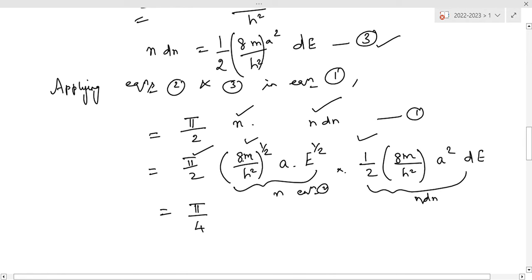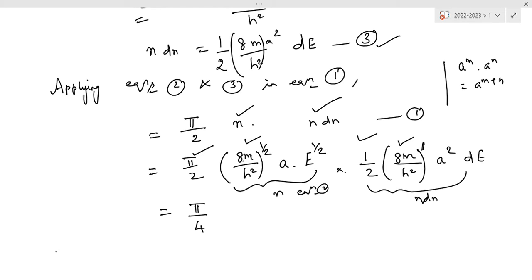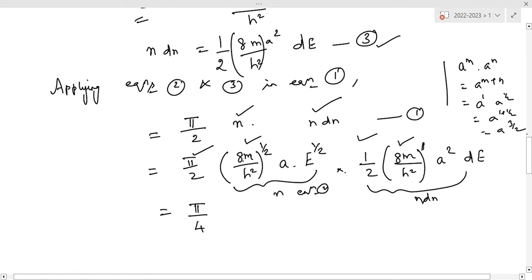8m by h square power half, here 8m by h square power 1. So it is just like 1 and then half. So we have a power m into a power n is equal to a power m plus n. So we have a power 1 and a power half as a power 1 plus half, which is a power 3 by 2. So here I am taking these two as 8m by h square, the whole power 3 by 2.